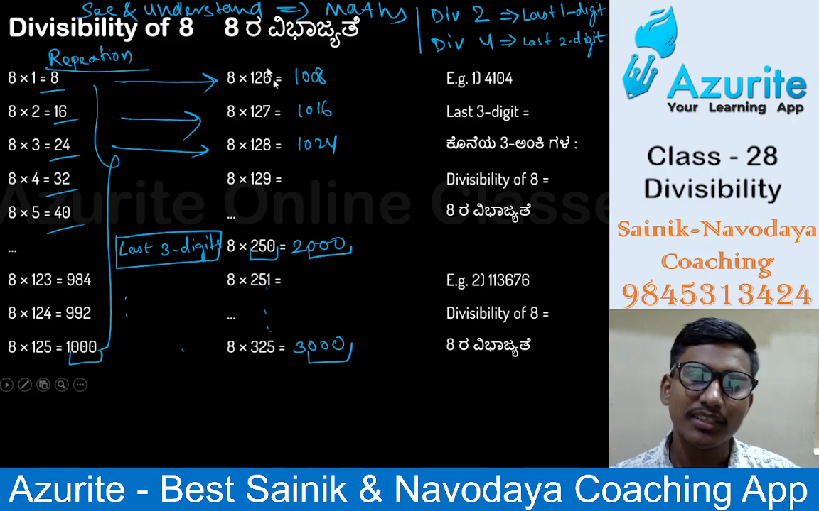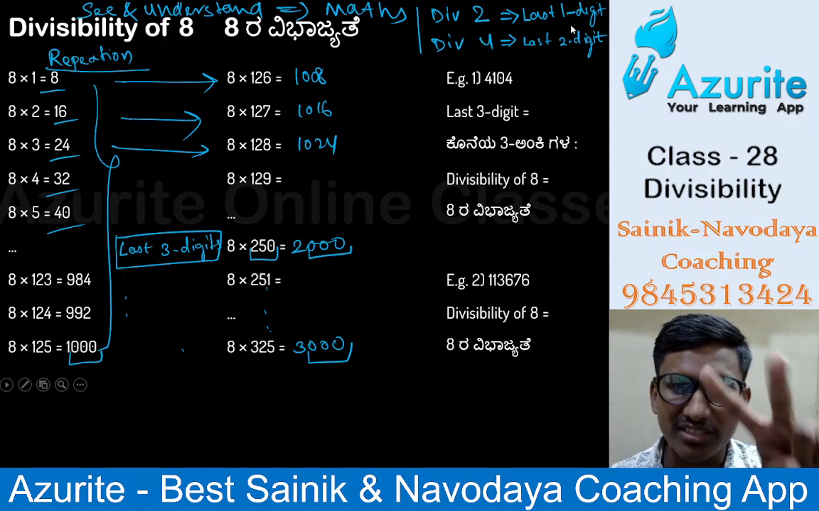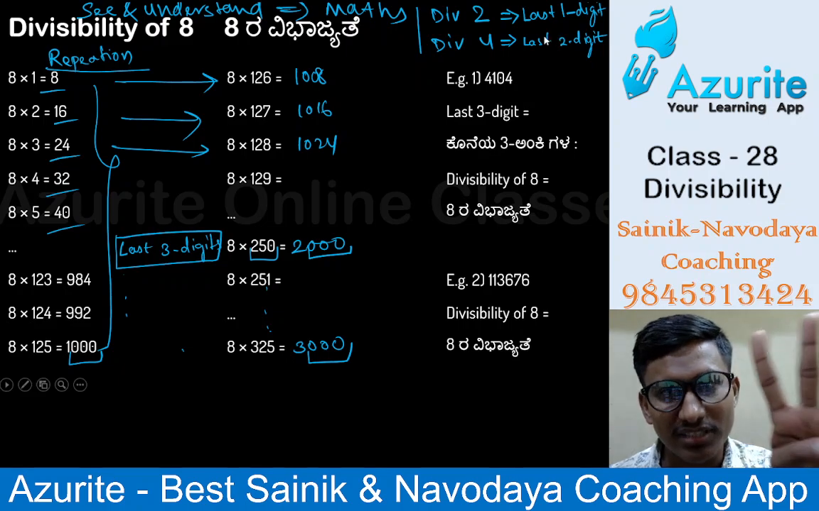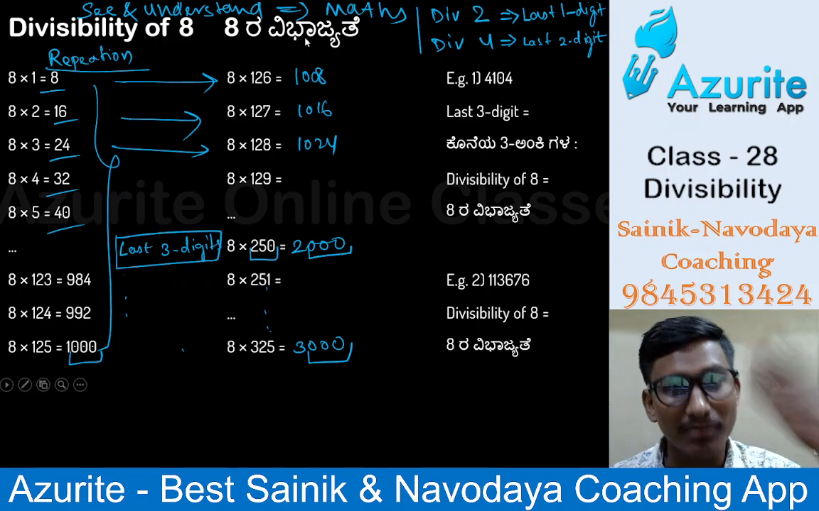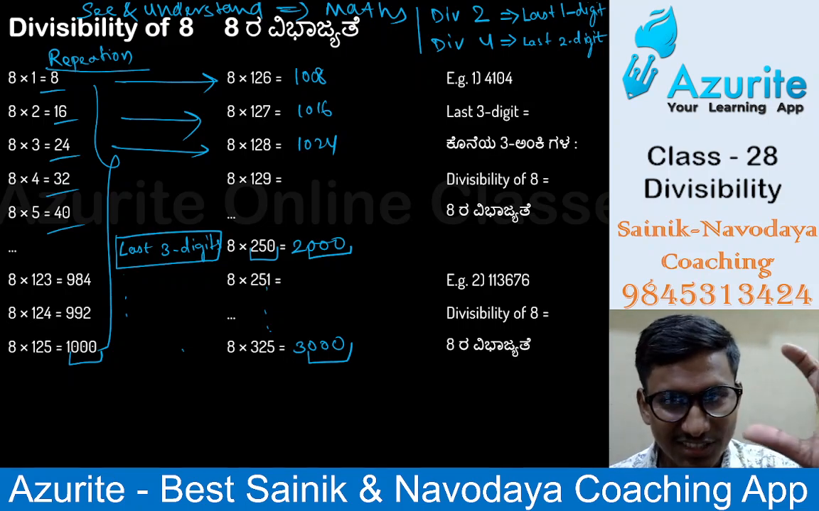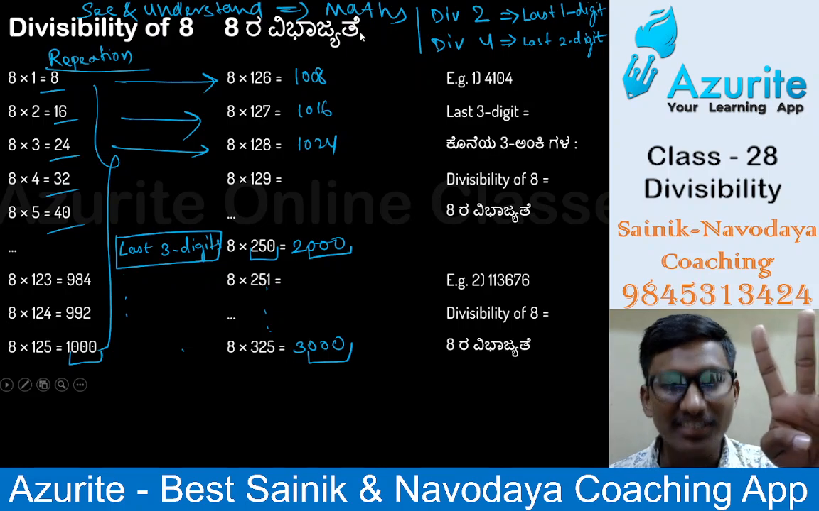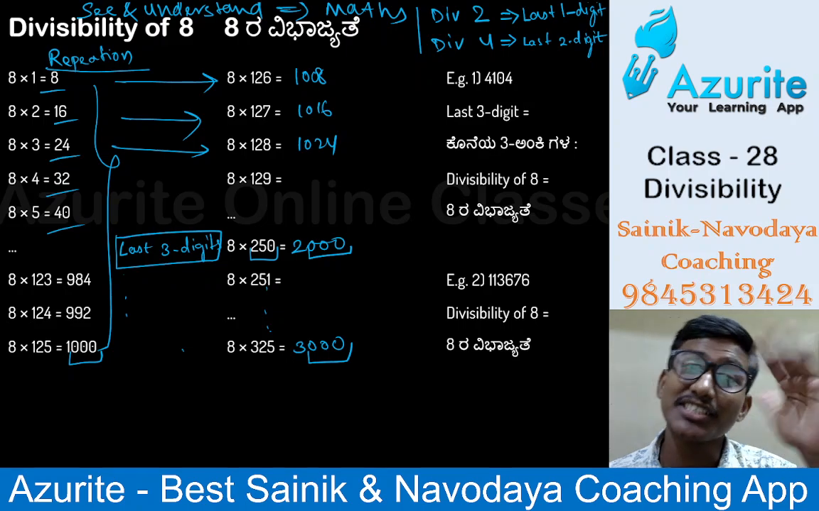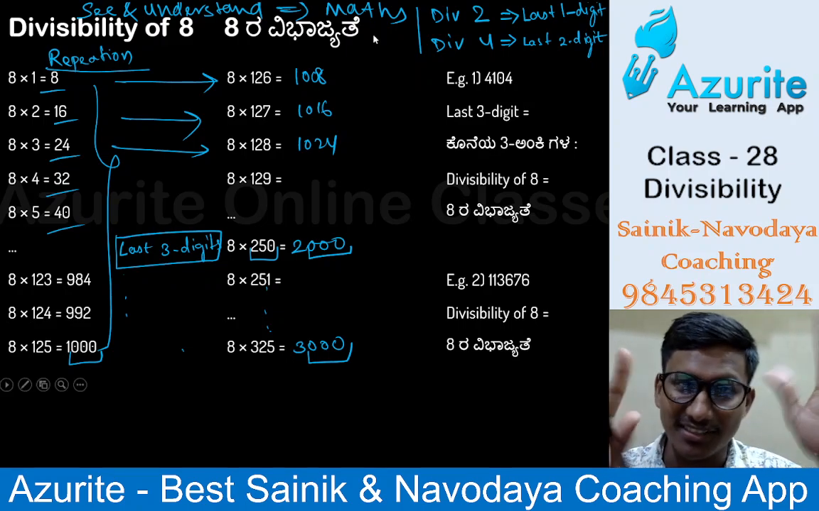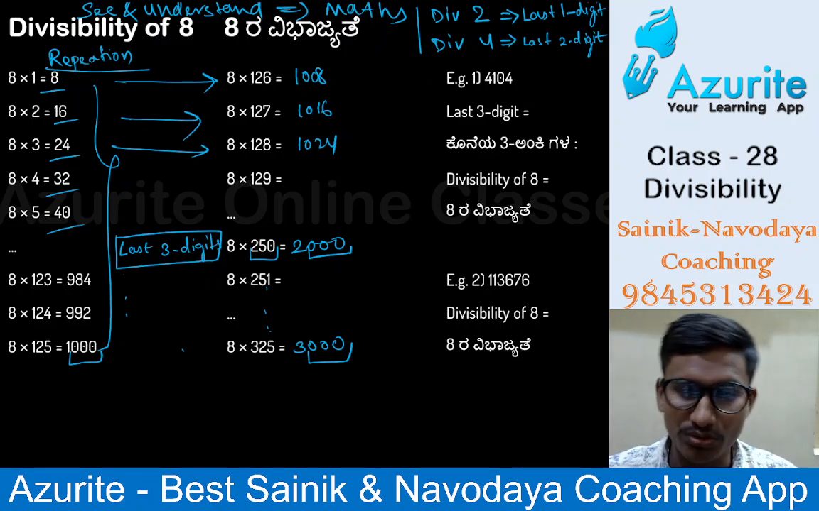Okay? So if it is 2 divisibility, 1 digit. If it is 4 divisibility, 2 digits. If it is 8 divisibility, 3 digits. Double of 8 is 16, so 16 divisibility, 4 digits. And 32 divisibility, 5 digits. 64 divisibility, 6 digits. Very easy, right? That's how we have to understand.